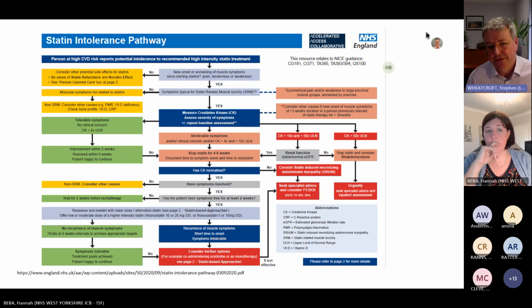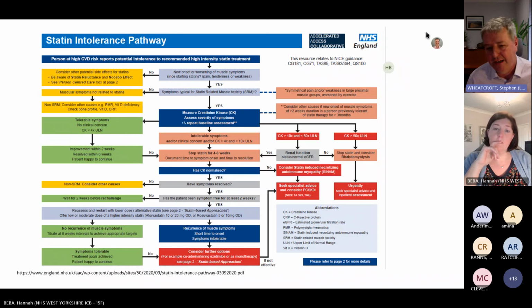And if the CK levels are between 4 and 10 times the upper limit of normal, then it is worth pausing statin therapy for 4 to 6 weeks and then re-challenging, perhaps with a different statin at lower dose, using a high intensity statin such as atorvastatin 10 to 20 milligrams daily or rosuvastatin 5 to 10 milligrams daily.